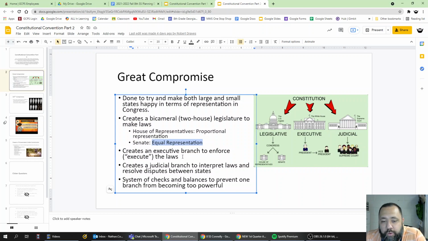And then it creates two other branches, an executive branch to enforce the laws, and a judicial branch to interpret the laws. It also creates a system of checks and balances to prevent any one branch from becoming too powerful.